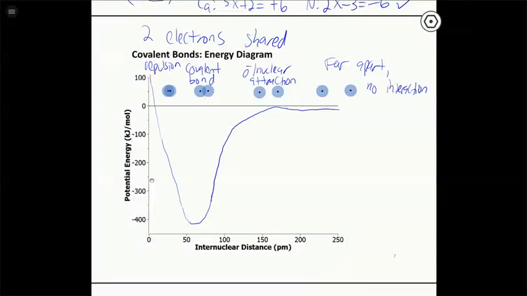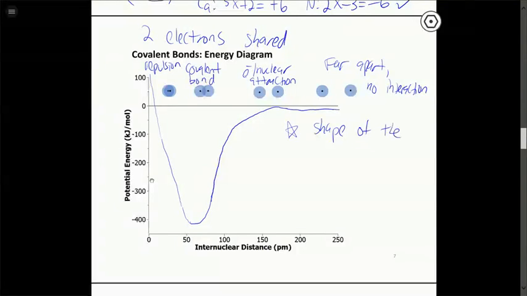So when you form a covalent bond, you're going to have some minimum value of the energy where those nuclei are just the right distance from each other to maximize the attraction between the electrons and the nuclei. And as we're going to talk about in detail on the next slide, the shape of this well, we call it an energy well because it has this concave shape, correlates with certain properties of the bonds that we're going to talk about.